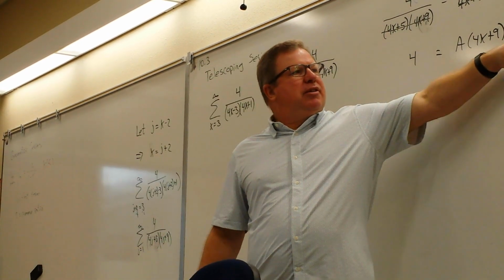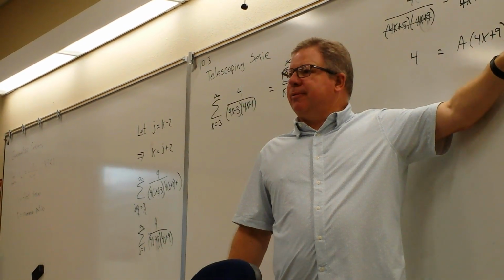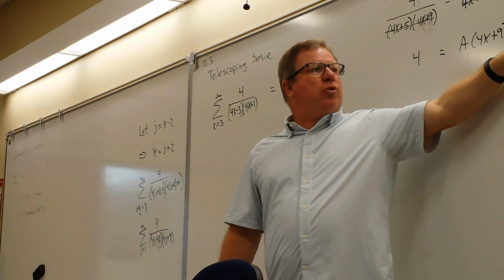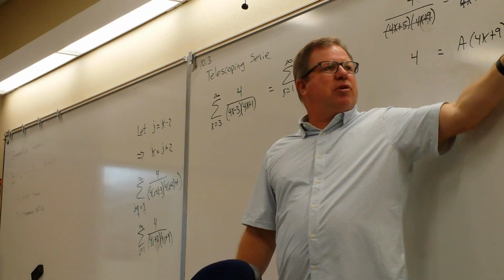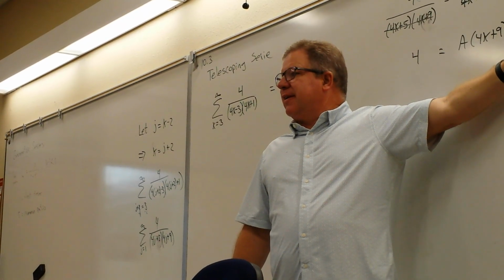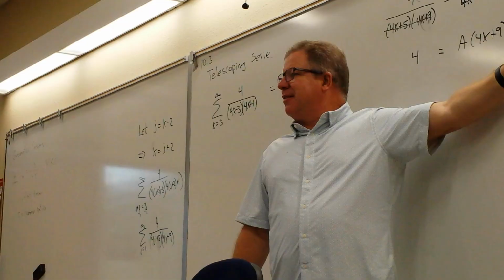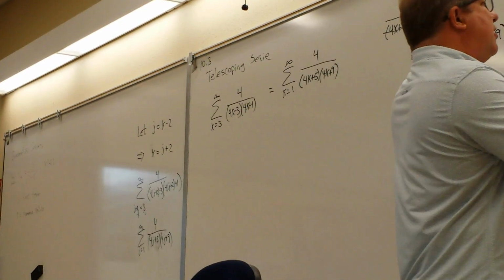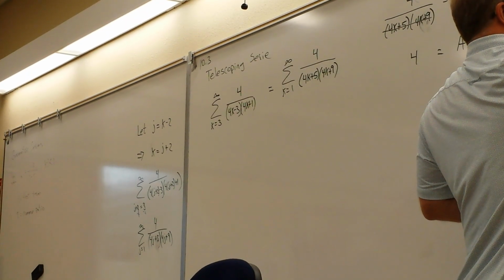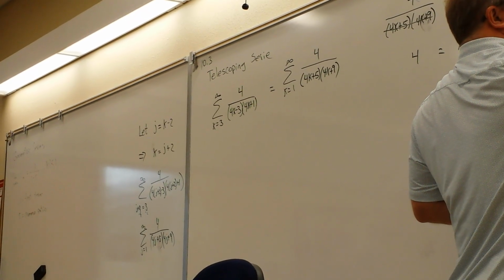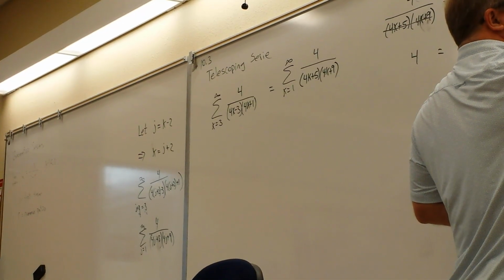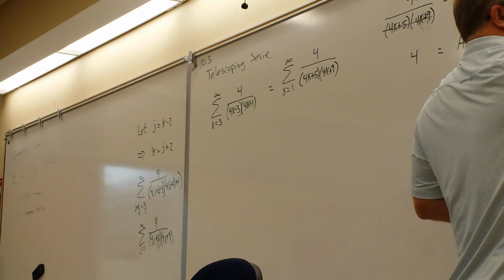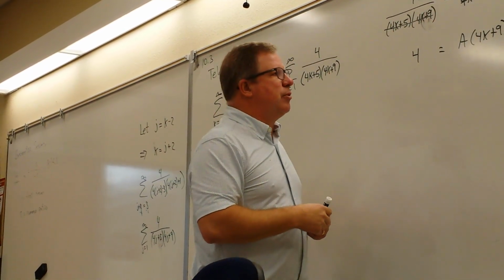What could we let k be that would make this 0? Negative 1? 4 times negative 1 is negative 4, plus 5 is 1. We need it to add up to 0. Okay, if it's not obvious, set it equal to 0 and solve. So it's going to be negative 5/4. Subtract 5, divide by 4.